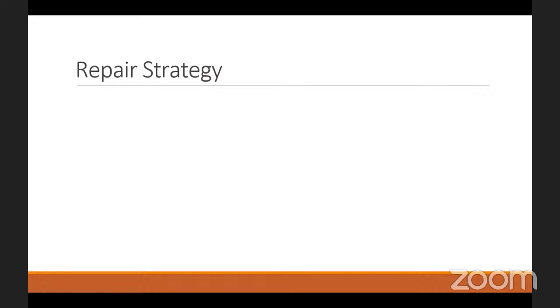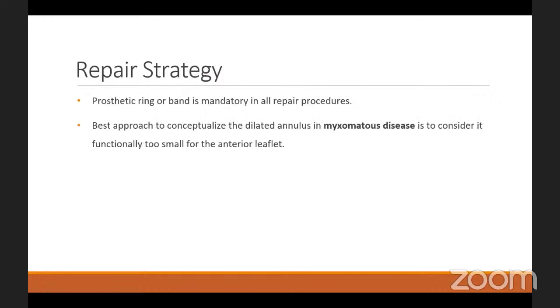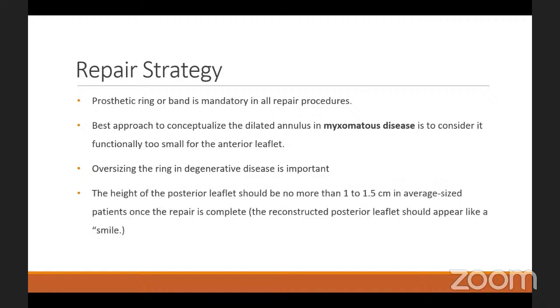So, repair strategy, the steps you should keep in mind. A prosthetic ring or band is mandatory in all repair procedures. The best approach for Barlow's disease is to consider it functionally too small for the anterior leaflet. So we use an upsizing ring for degenerative mitral disease to avoid the occurrence of SAM. Also, the height of the posterior leaflet should be 1 to 1.5 centimeters to prevent SAM. The reconstructed posterior leaflet should appear like a smile.